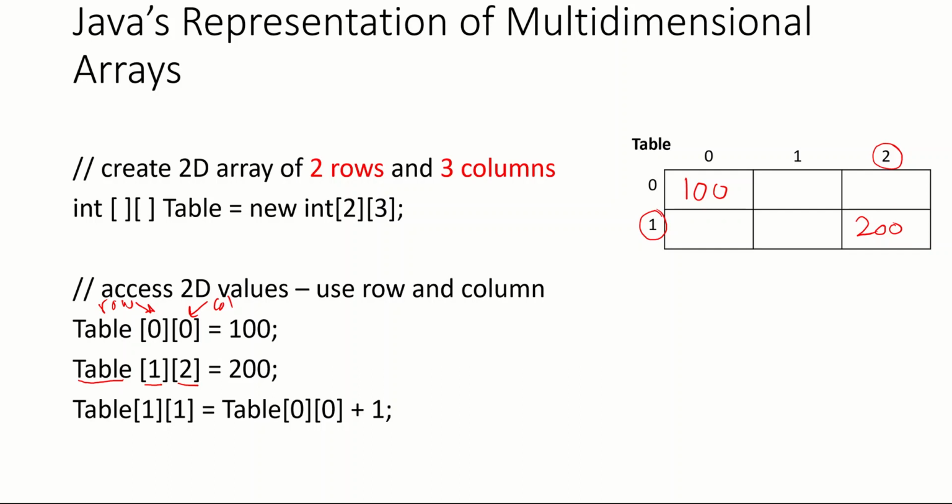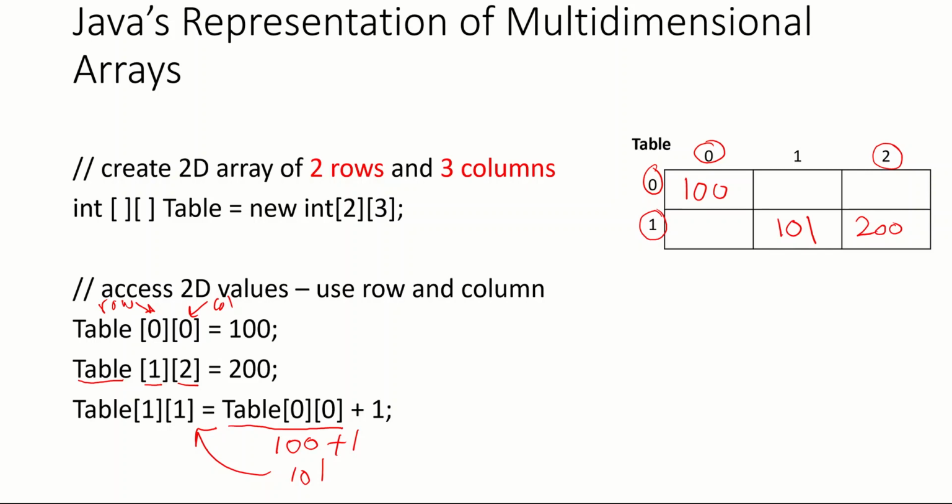And similarly, we can do calculation of values within the two-dimensional array. So if we have a statement as follows, it says table 0 and 0, the value inside this location is 100, plus 1, which is 101. It needs to be saved in location 1 and 1. So location 1 and 1, it means we have to save the value here as 101.